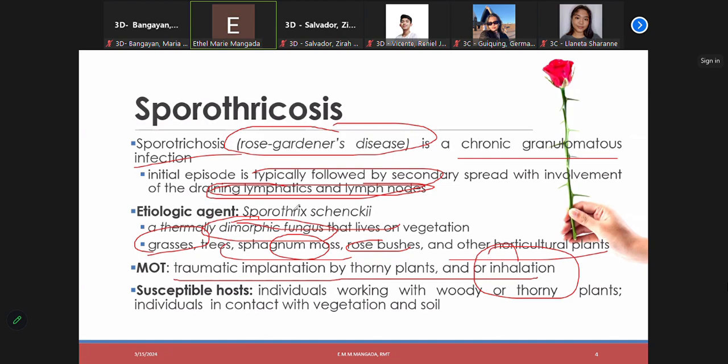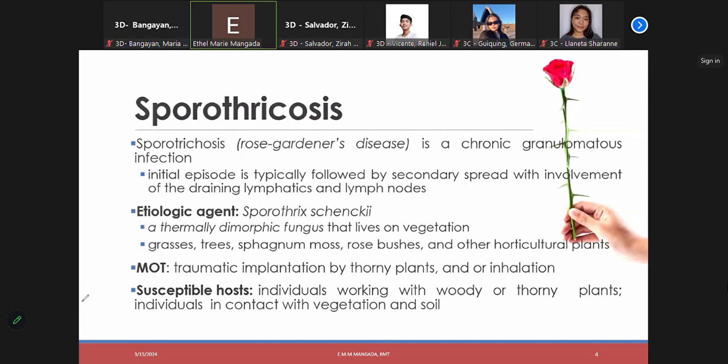So in the lungs. Susceptible hosts are individuals working with woody or thorny plants or those in contact with vegetation and soil. A common example is our forest rangers, those working at the DENR, right? They count trees, so they are exposed to areas with many plants. Or our plantitas. So those are examples of those susceptible to infection with sporotrichosis.